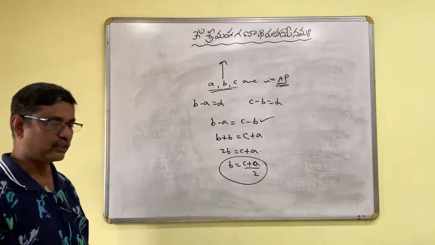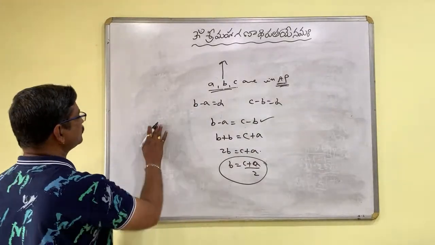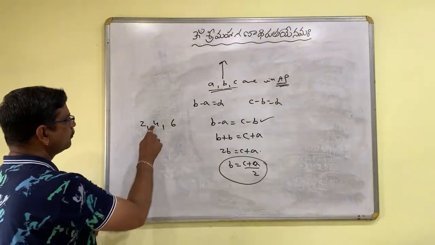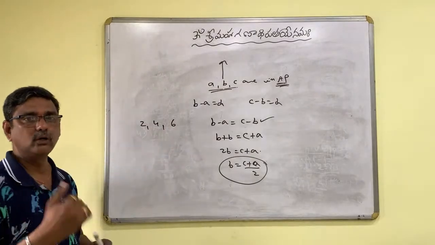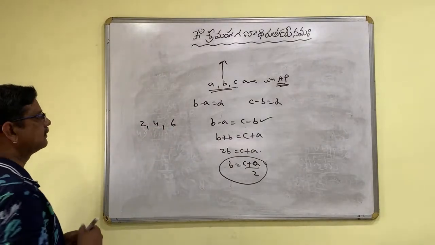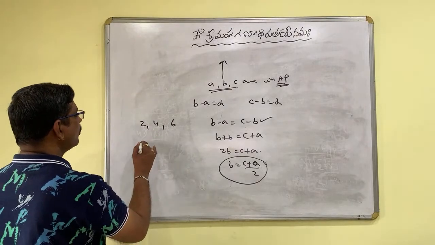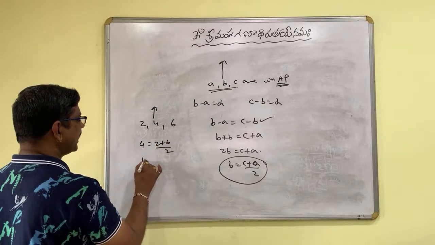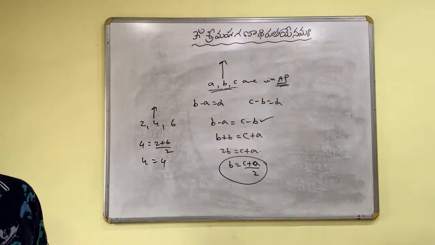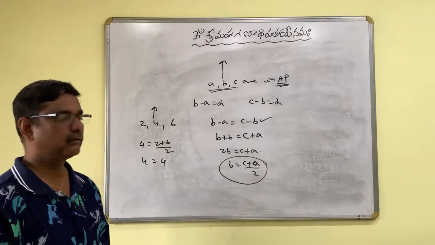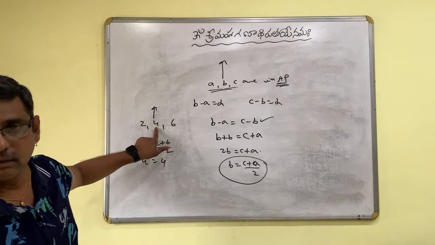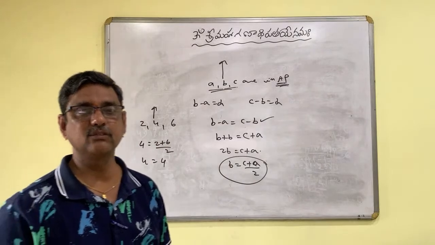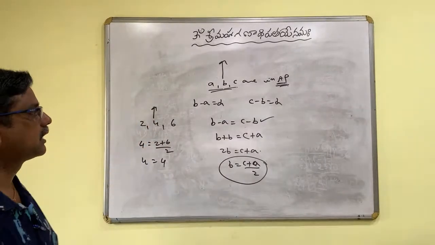You can observe this in each and every AP. Suppose 2, 4, 6. These are in AP: 4 minus 2 is 2, 6 minus 4 is 2. Now see, the middle one, 4, is equal to (2 plus 6) by 2. Is that right or wrong? So that is what you have to observe. The middle one is the arithmetic mean of the remaining two. Keep this concept in mind.